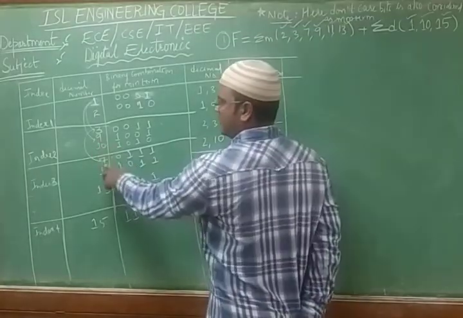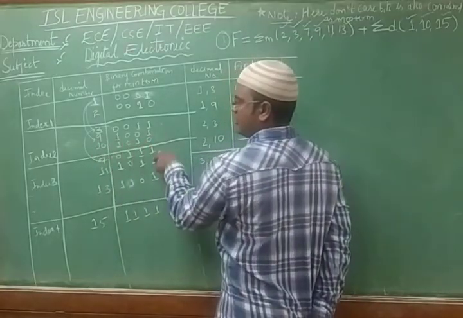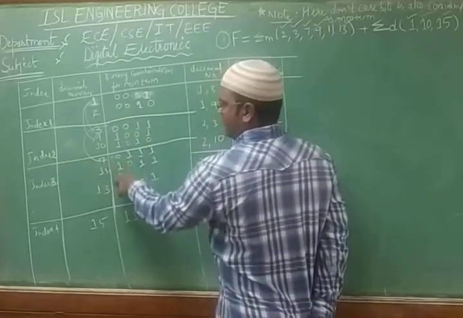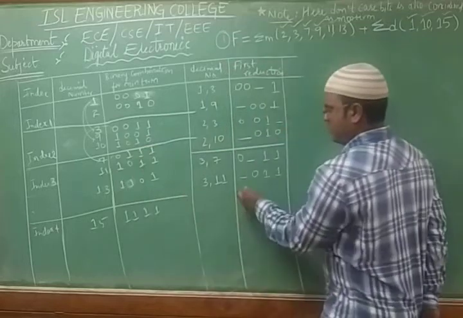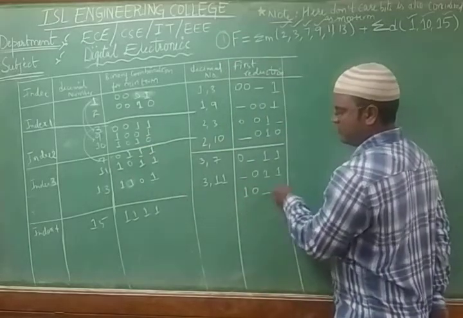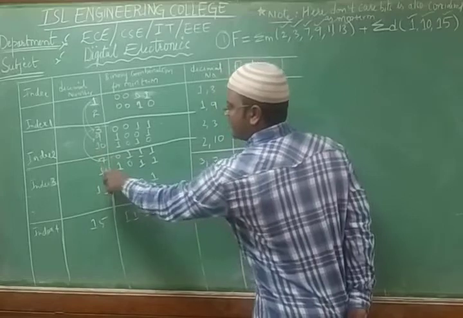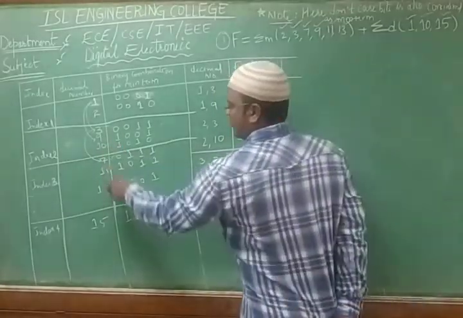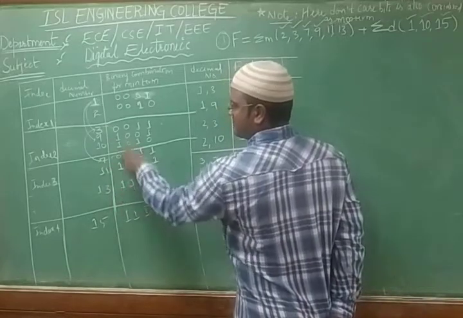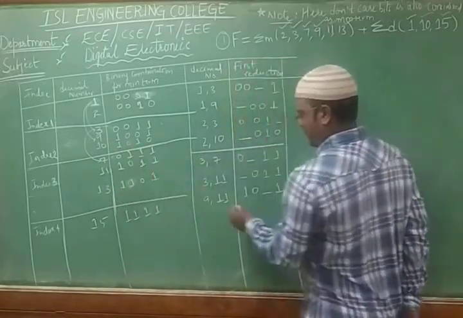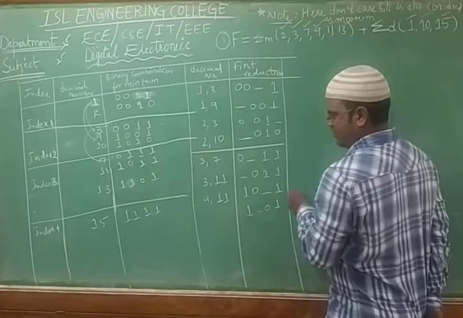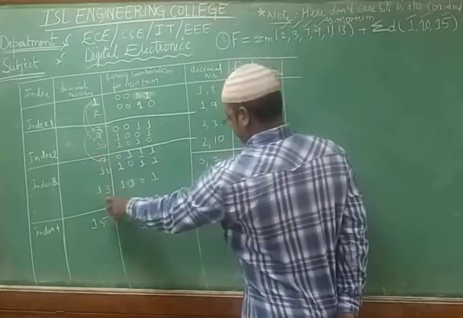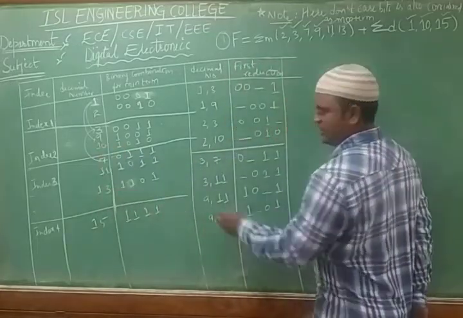Now try 9 with 7. Not possible, because only one bit is the same and the remaining all differ. 9 with 11: 1, 0, dash, 1. Which one am I doing? 9 with 11. Next 9 with 13: 1, dash, 0, 1. So 9 with 13 is done.